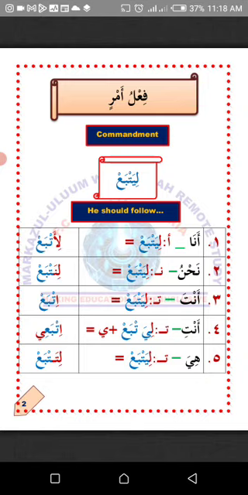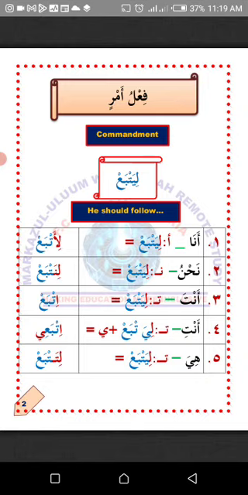Thalatha, number three. Anta, you, representing a single male person. So how do we change the verb ليتبع to suit anta? All you need to do is to detach lamun and yaun. Then we borrow alif. The vowel sound of the third letter determines the kind of vowel sound we are going to read alifun with. Alifun being the first letter, ta'un being the second letter, and ba'un the third letter.